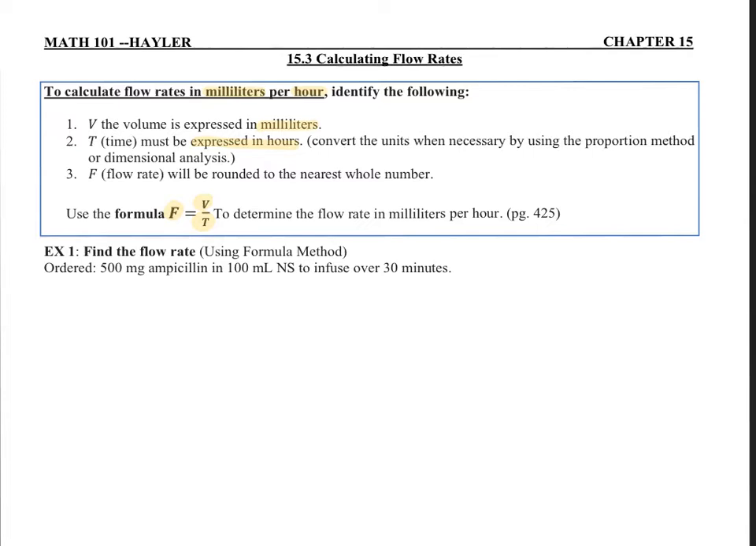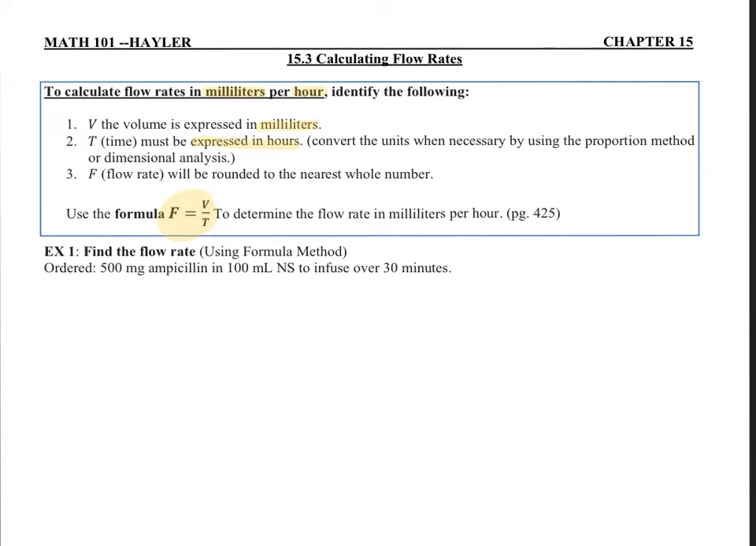So, for example 1, find the flow rate using the formula method, which is right here. Ordered is 500 milligrams ampicillin in 100 milliliters of normal saline to infuse over 30 minutes. And we're asked to solve this using the formula method. What we need is the volume and the time.